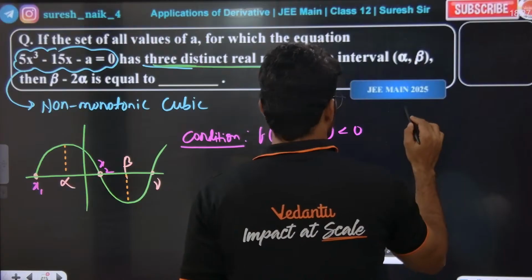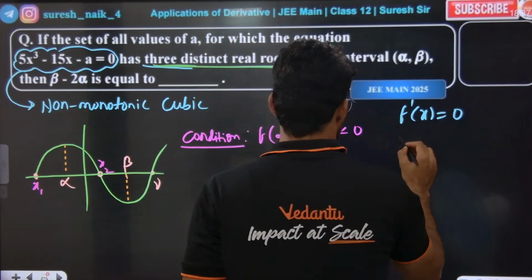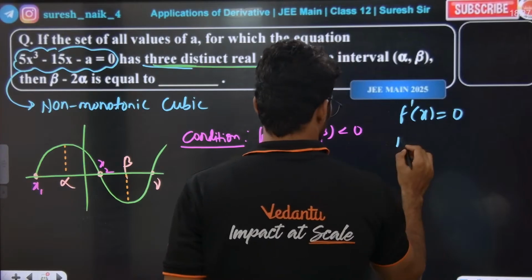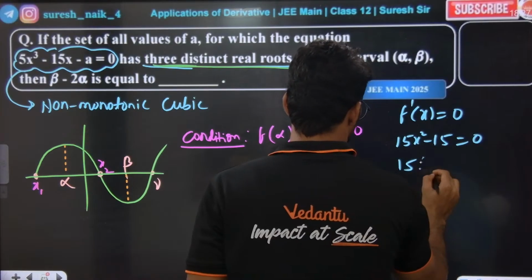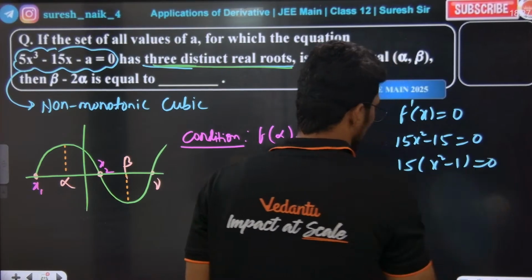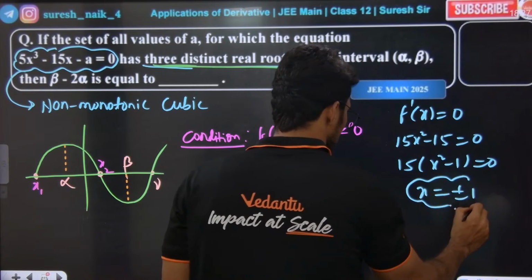For that you need to find out f dash of x. f dash of x is equal to 0. So what is that? 15x square minus 15 is equal to 0. Taking 15 common, x square minus 1 is equal to 0. So x is equal to what? Plus or minus 1. So these are the two roots.